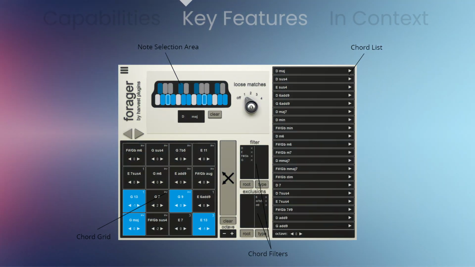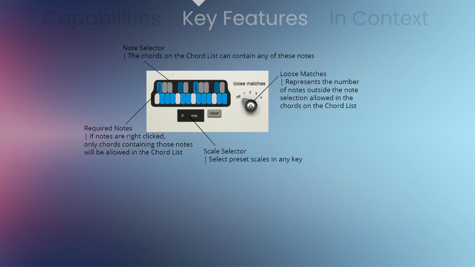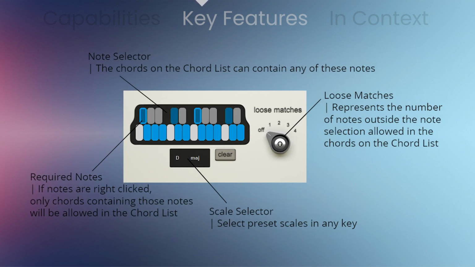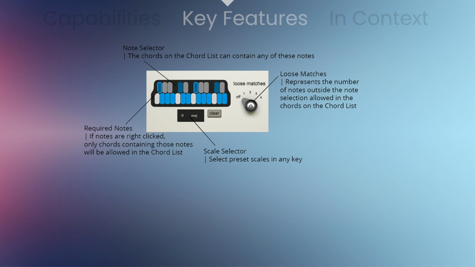There are 4 main sections of the interface: a note selection area, chord list, chord grid, and chord filters. The chords in the list can contain any of the selected notes. Right-click to make a required note, and only chords containing those notes will be allowed in the chord list. Loose matches represents the number of notes outside the note selection allowed in the chords on the chord list. Finally, there's a scale selector to select preset scales in any key.